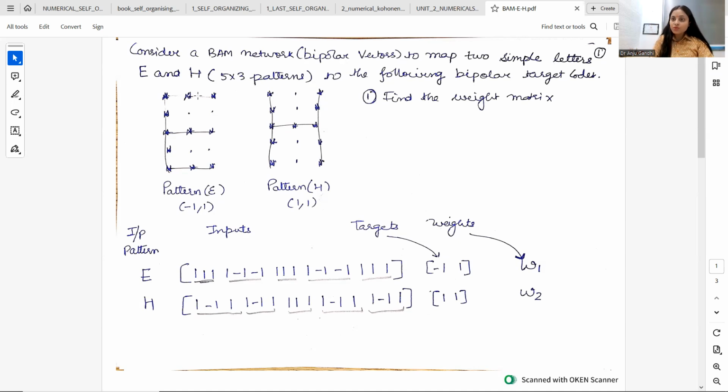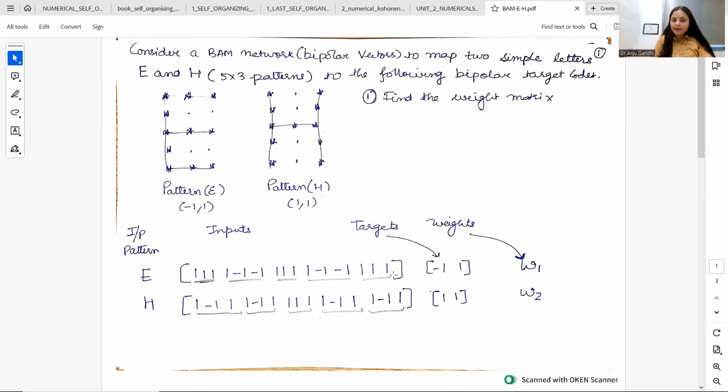So wherever the asterisk is there, we take that value as 1, and where we have dots, we take the value as -1. Following this, we get the input vectors for E and H like this: 1, 1, then 1, -1, -1, then 1, 1, 1, then 1, -1, -1, 1, 1, 1. In this way we get the complete input vector for alphabet E.